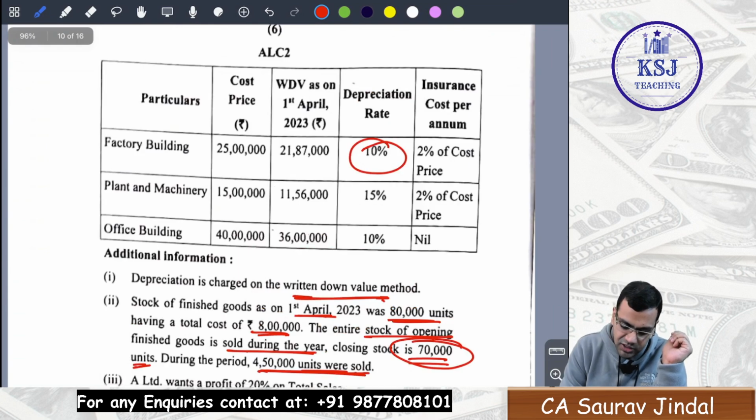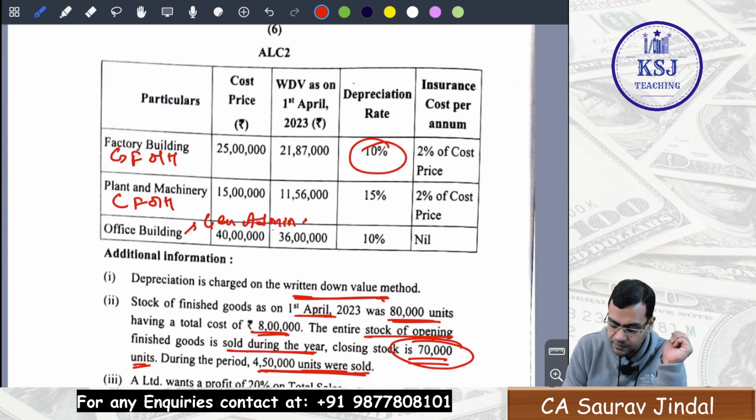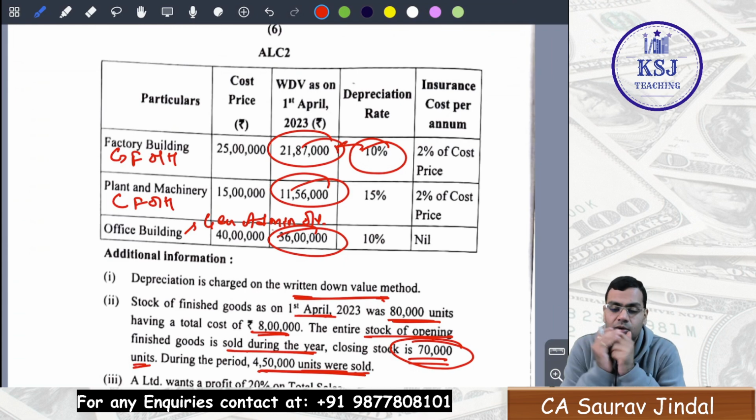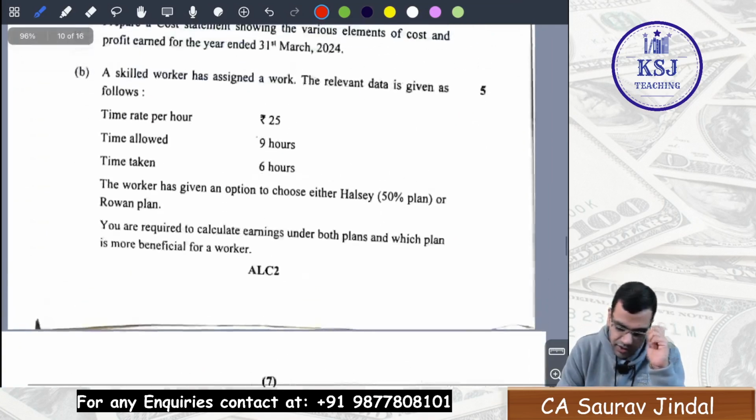And depreciation, factory building, take it in the factory overheads, plant and machinery, take it in the factory overheads, and office building, take it in the general admin overheads, cost of sales. And depreciation on the written down value, that means this was relevant. Percentage to be calculated on WDV. Clear? This was a cost sheet question.